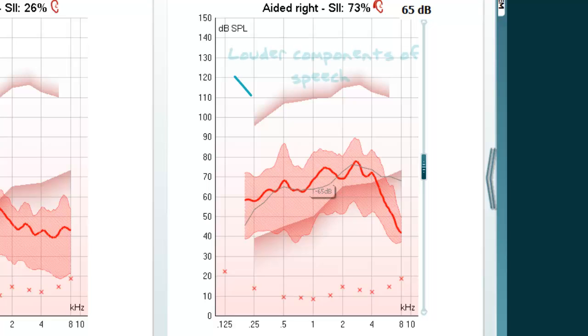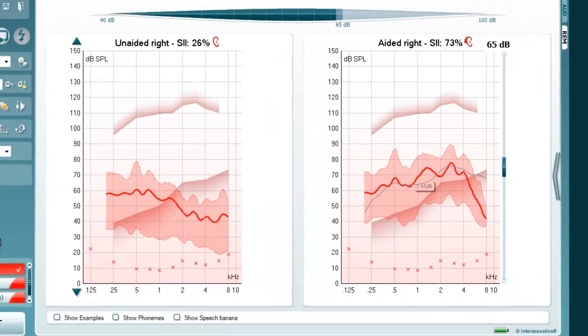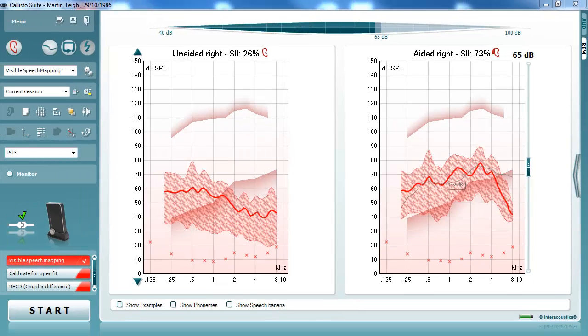The upper boundary can be used to ensure that the louder components of speech fit within the patient's dynamic range. Displayed at the top of the graph is the Speech Intelligibility Index, which shows the audibility expressed as a percentage. By comparing the aided Speech Intelligibility Index with that on the unaided graph, one can get a feeling for the improvement provided by the hearing aid. This can be used as a powerful counselling aid for the clinician.